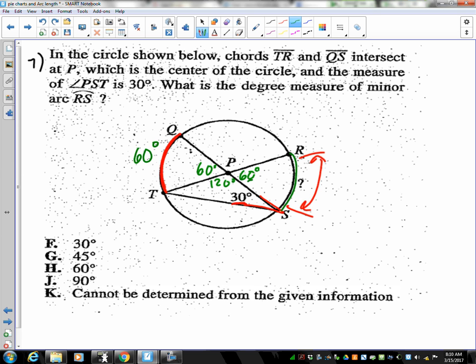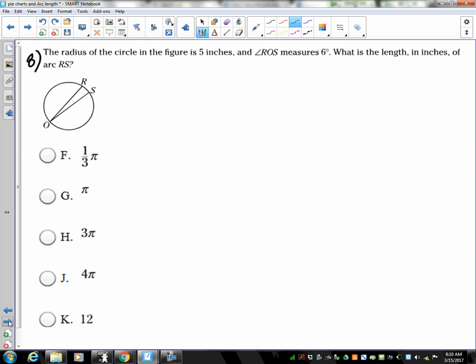The central angle is 60, so the arc is going to be the same thing. So it's going to also be 60 there. Now number 8 says the radius of the circle in the figure is 5 inches. So they didn't say that. Let me write myself a note. And then the measure of angle ROS measures 6 degrees. Now we want what is the length of arc RS.